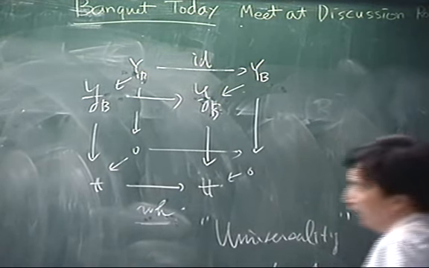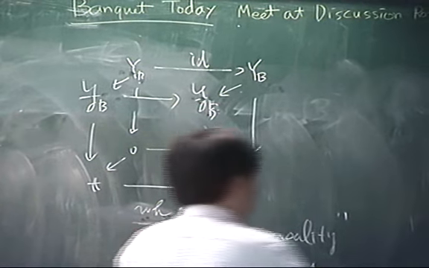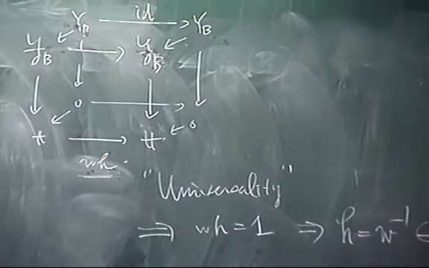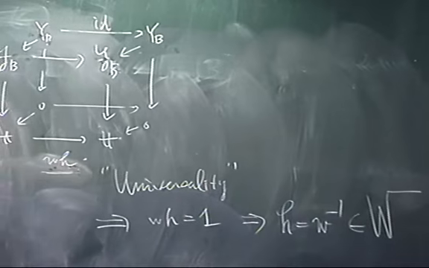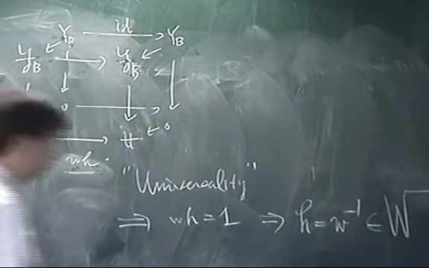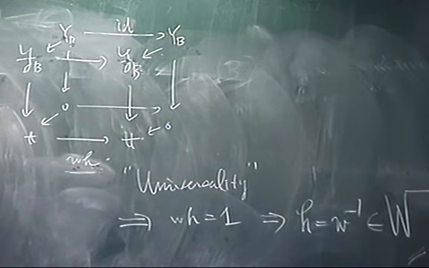So the arbitrary H is just given by W inverse. W inverse is contained in W. So any element is contained in W. This is the main argument. This is the simplest case.